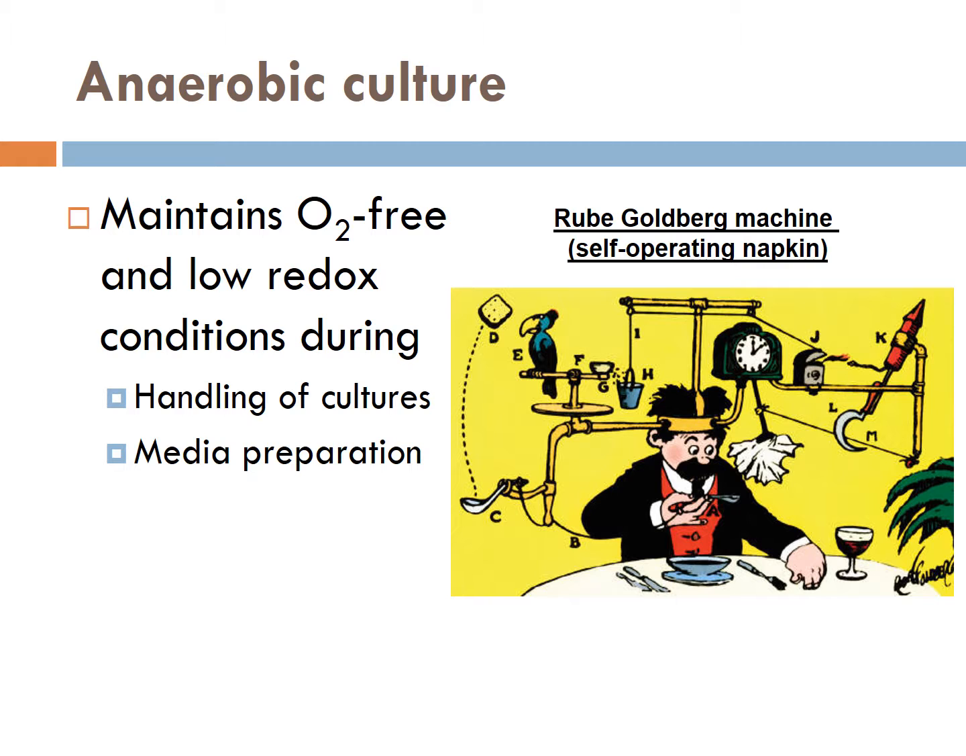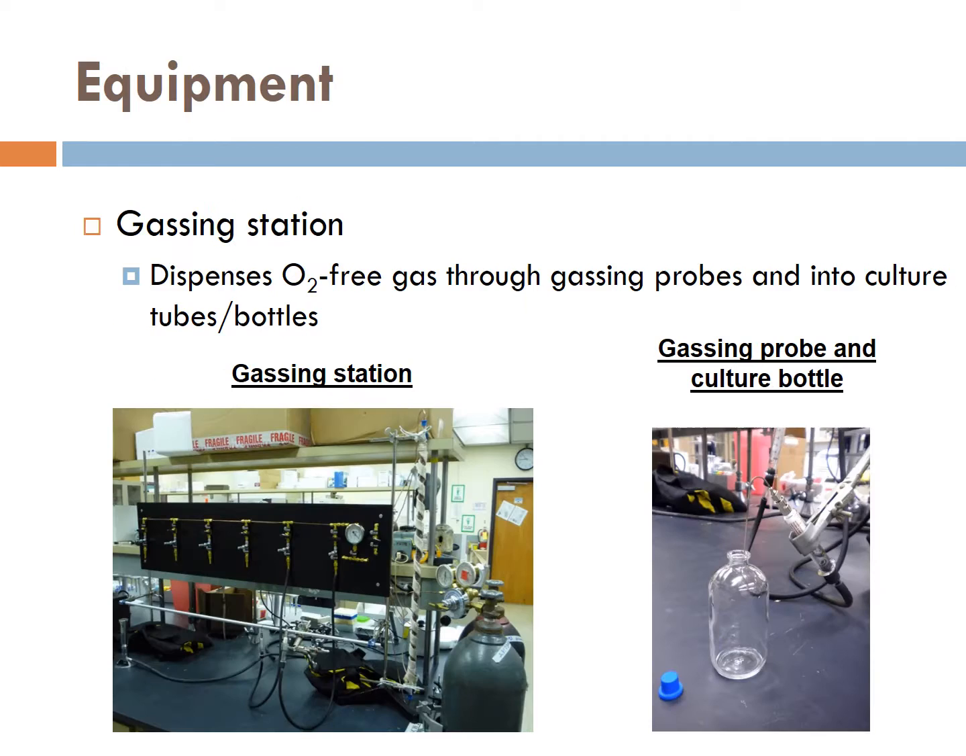When we discuss equipment used for anaerobic culture, try to keep the larger goal in mind and don't get lost in the complicated steps. The gassing station is the centerpiece of any anaerobic lab. It dispenses oxygen-free gas through gassing probes and into culture tubes or bottles. The gassing station we see on the left is connected to CO2, nitrogen, or hydrogen tanks. The flow of that gas is controlled at the gassing station using valves. The gas is eventually routed to a gassing probe as we see at the right.